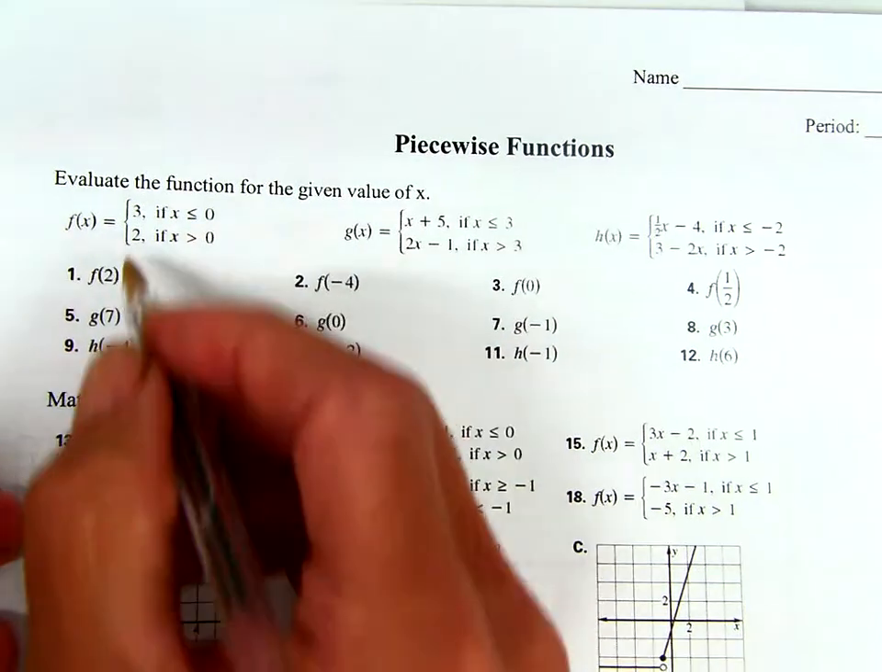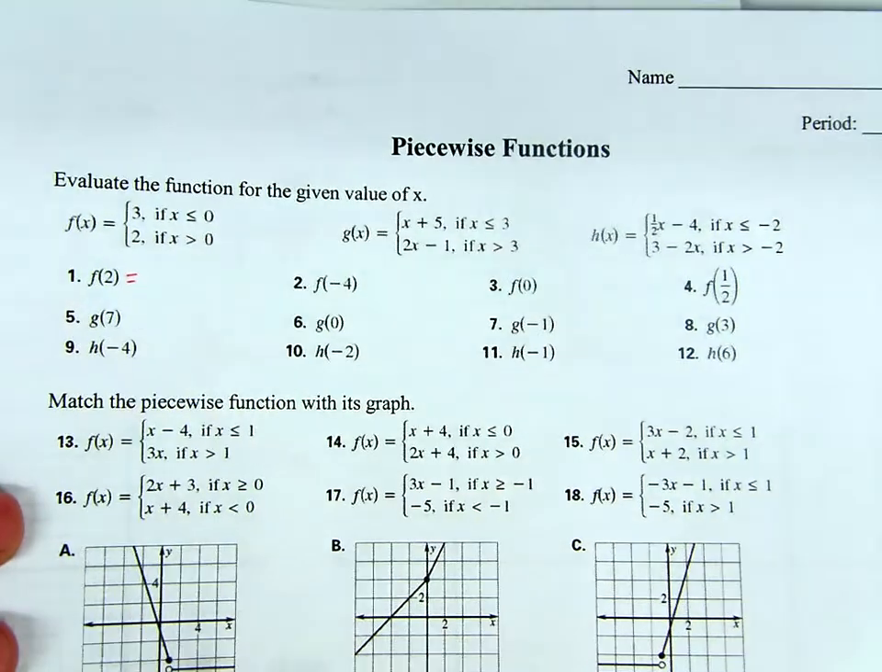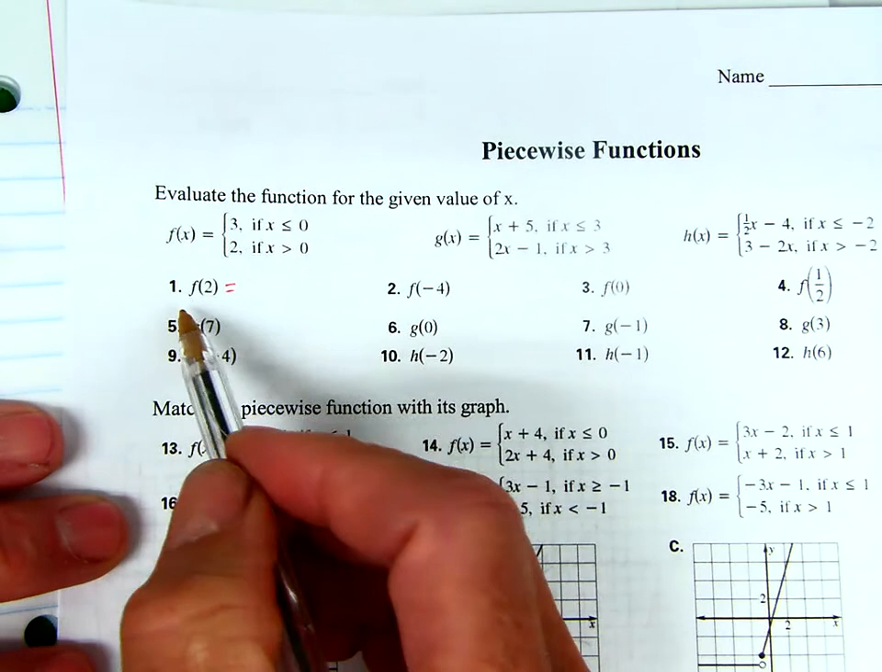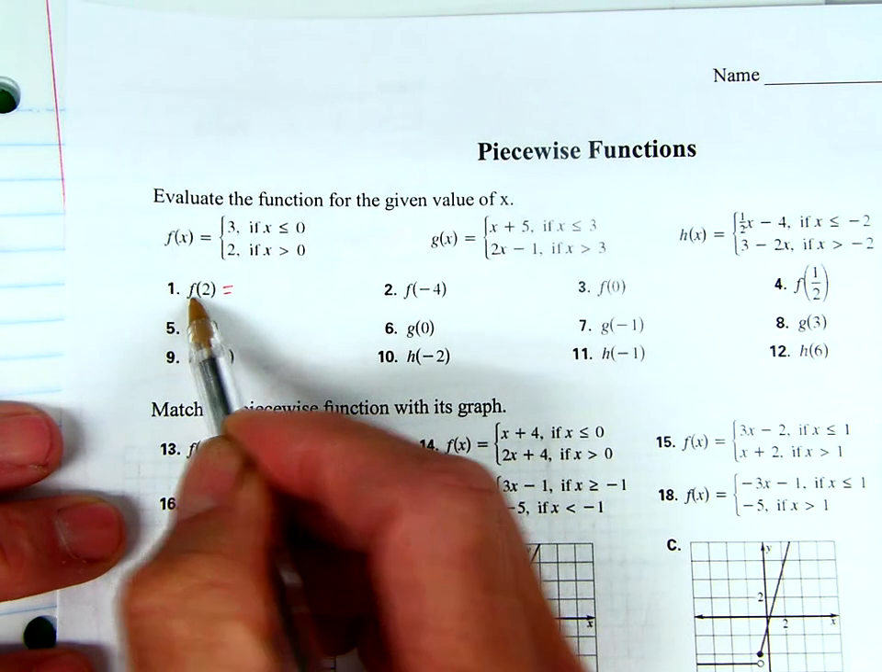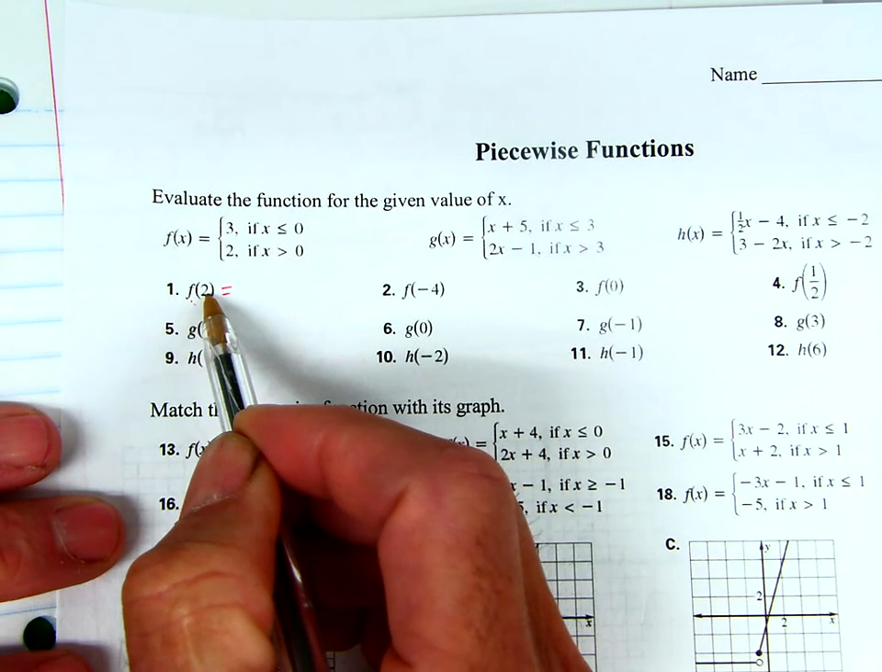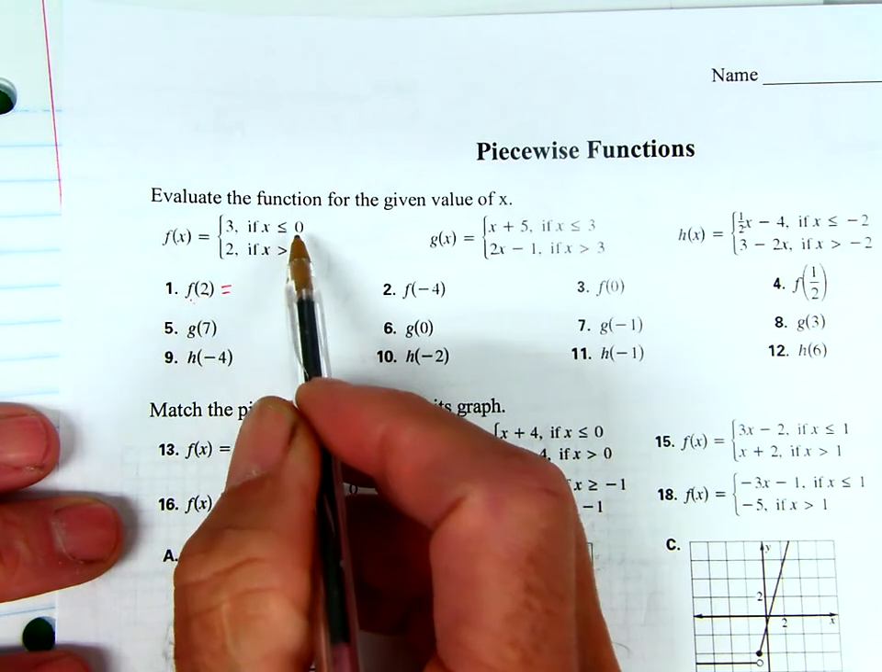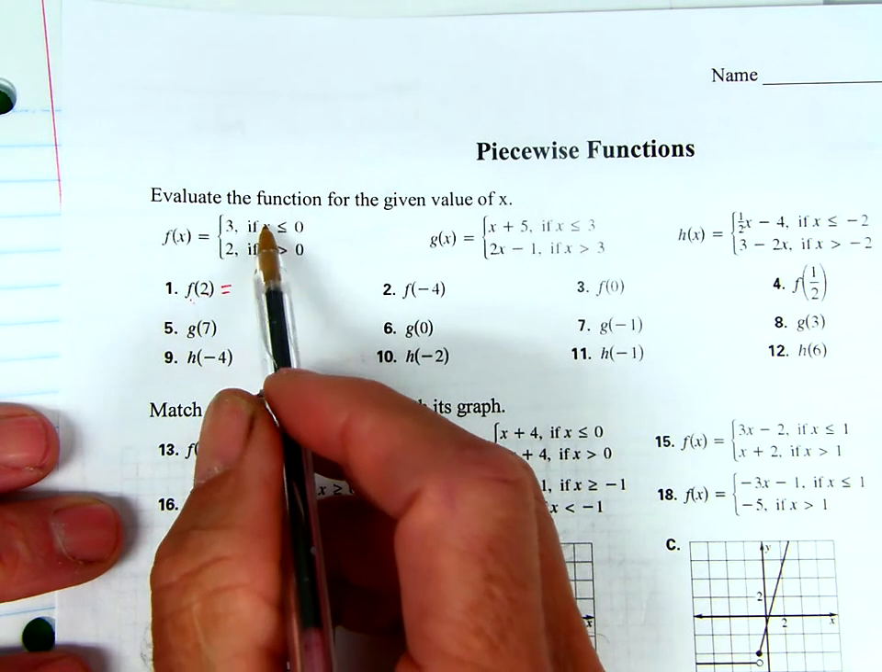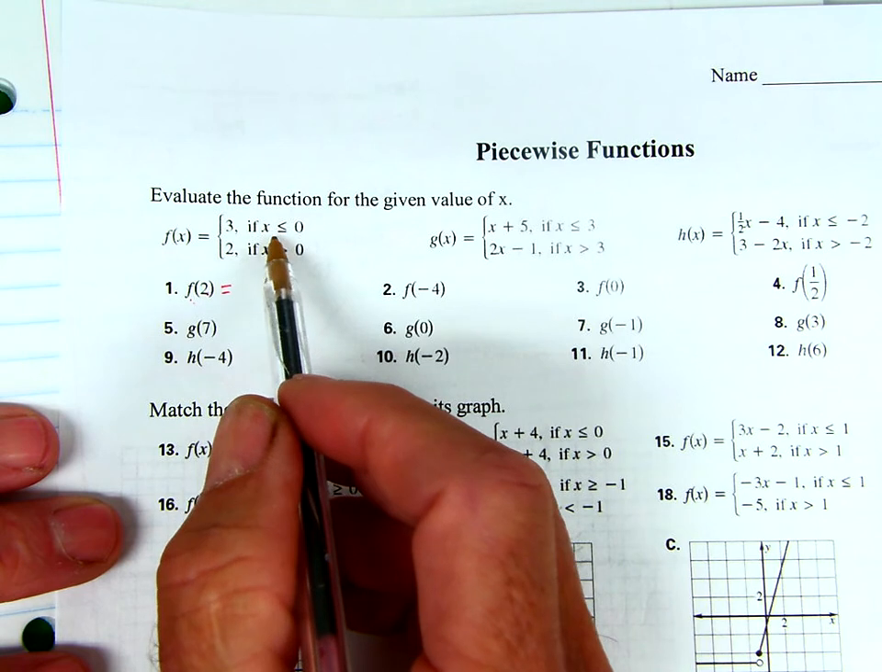And what you're going to do is you're going to look for the proper function, take the input value they give you, and then determine which one of these do you use. You'll only use one of them.